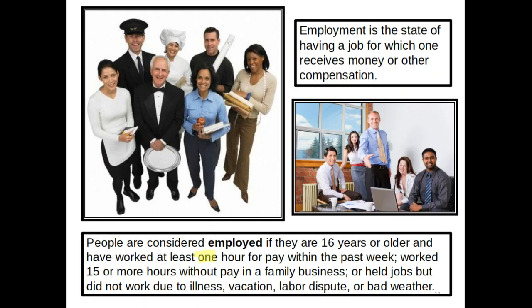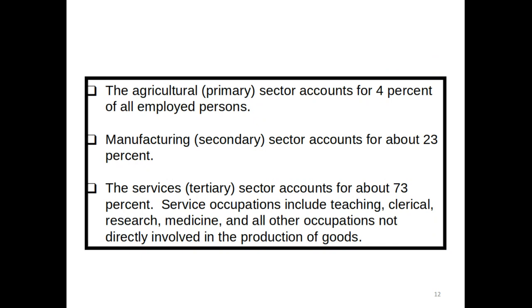So the Bureau of Labor Statistics defines employment as the state of having a job for which one receives money or other compensation. So you are employed if you're over 16 and you've worked at least 1 hour for pay within the last week, or you've worked 15 or more hours within a family business. And if you don't get paid, if you work for a family business, you're considered employed, or else you've held a job but you didn't work because of weather or vacation or illness or other things.